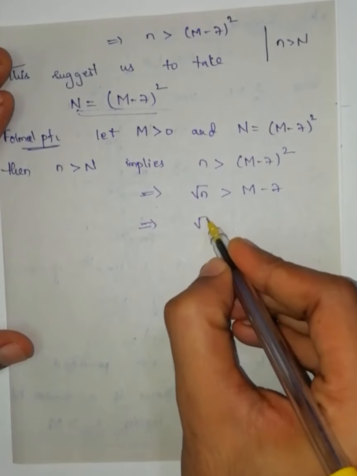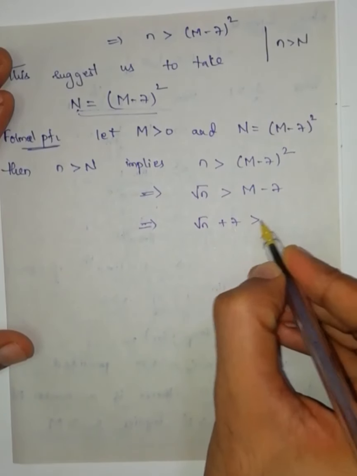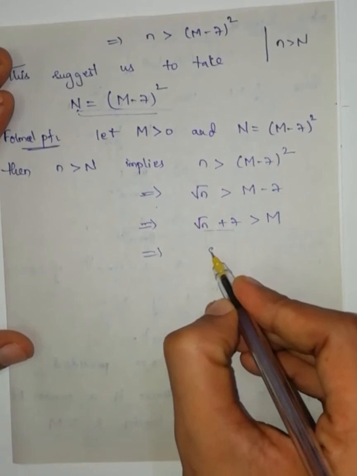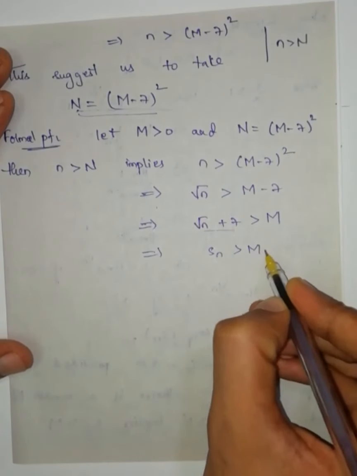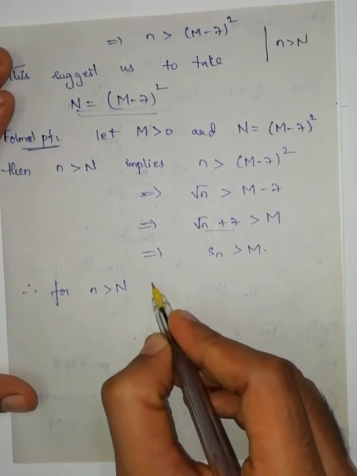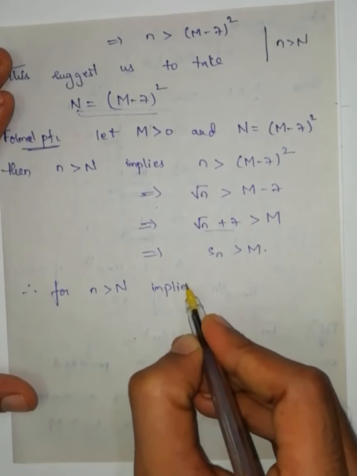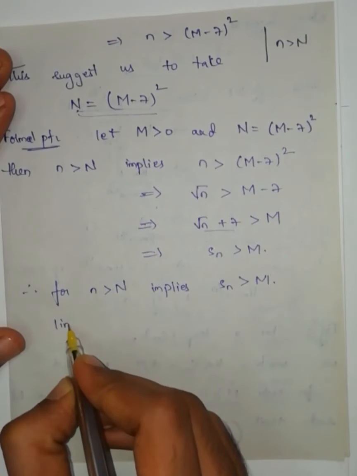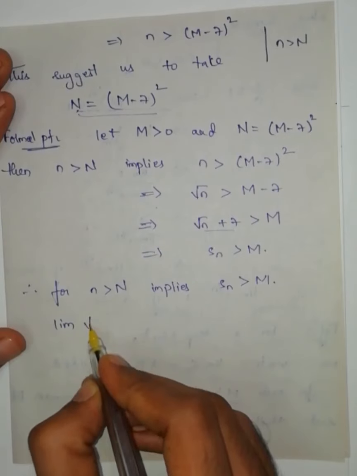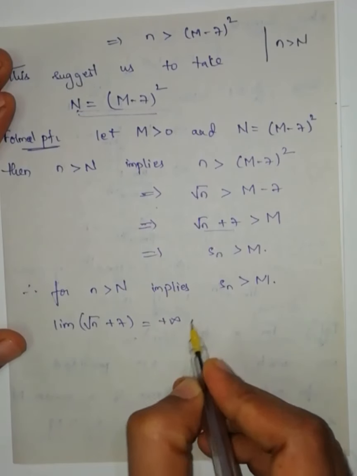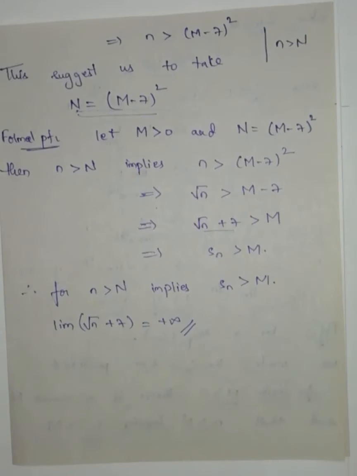Therefore √(n+7) is greater than capital M. This implies Sn is greater than M. Therefore for small n greater than capital N, we got Sn is greater than capital M. This implies limit Sn, what is Sn? √(n+7) is equal to plus infinity. This is the process of how to use the definition while proving.